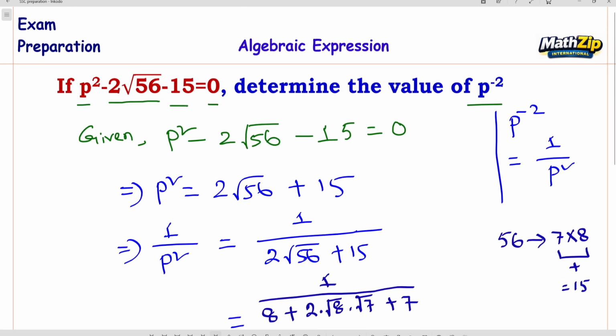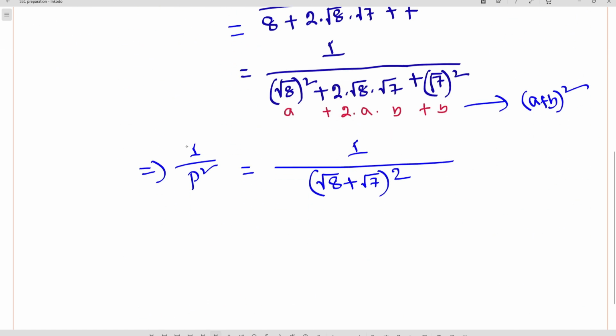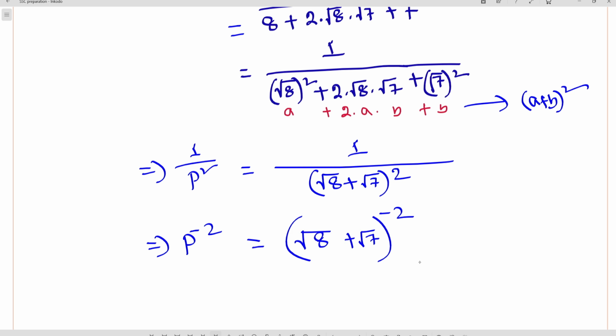But our target is to find p to the power minus 2. So 1 by p square can be written as p to the power minus 2. In this case 1 divide root 8 plus root 7 whole square can be written as root 8 plus root 7 to the power minus 2. And this is our answer.